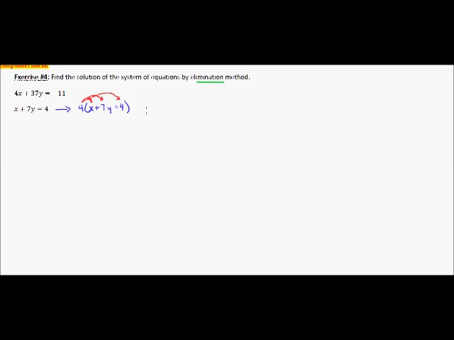So what am I going to end up with? I'm going to end up with a 4x here and a 28y there and a 16 there. Alright, this top equation I'm not going to do anything to. I'm just going to bring it right across here. And I'm going to go 4x plus 37y equals -11.